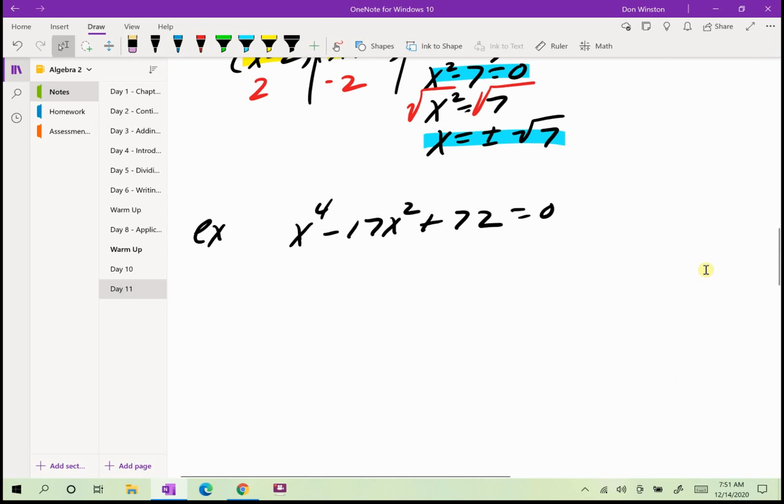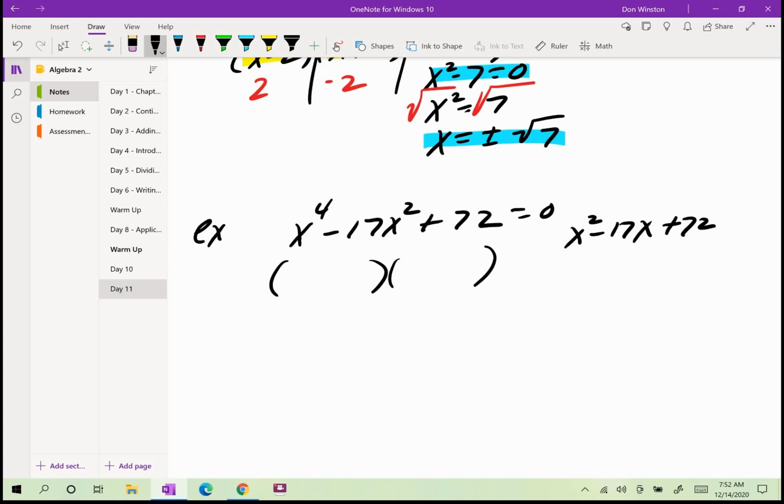So pause the video and try that one. So here I'll factor. I think as if I had x squared minus 17x plus 72. Well, factors of a positive 72 that add up to negative 17 would be negative 8 and negative 9. So I'll factor this: x squared minus 9 times x squared minus 8 equals 0.